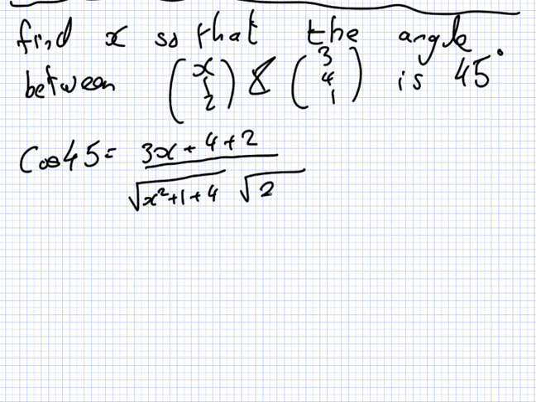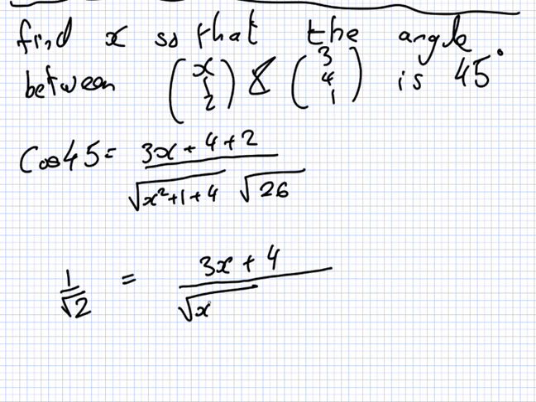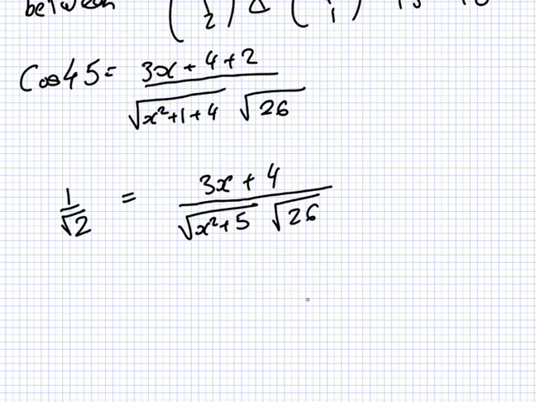26. Is that right? People with calculators, is that right? Thank you. So what's cos 45? It is 1 over root 2, or you can write root 2 over 2 the other way. So 1 over root 2 is equal to 3x plus 4 all over square root of x squared plus 5, square root 26. What should I do next here?